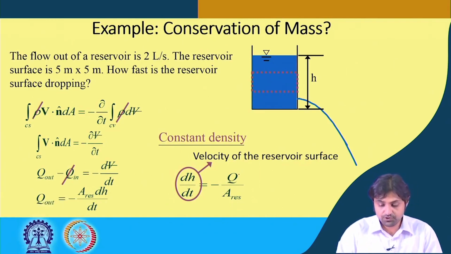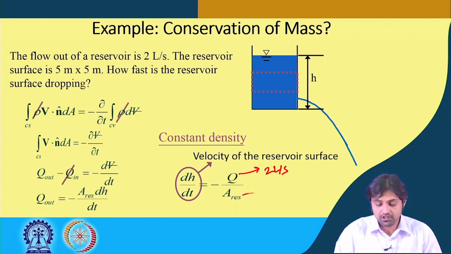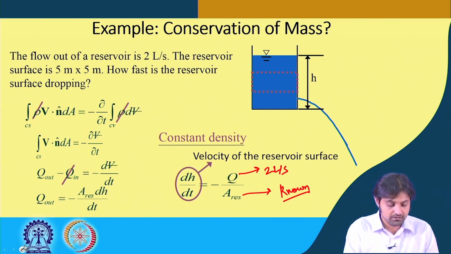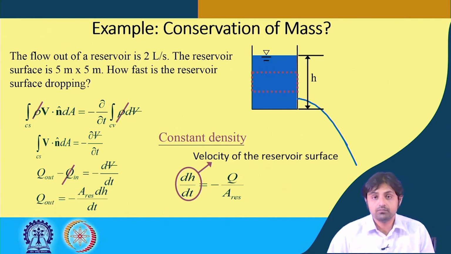We can substitute Q, which is given as 2 liters per second, converting it into SI units, and the area of the reservoir we can calculate because it is rectangular in shape. So this is also known. So we are able to calculate dH/dt. I will leave it up to you to do the numerical work to arrive at the numerical value, which is the simplest thing for you to find.